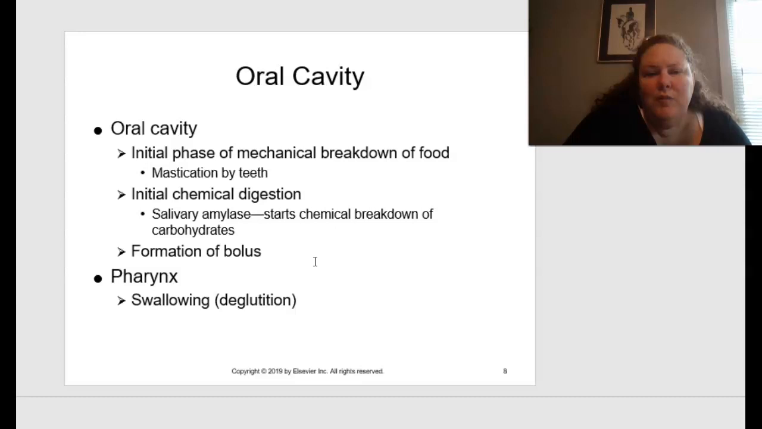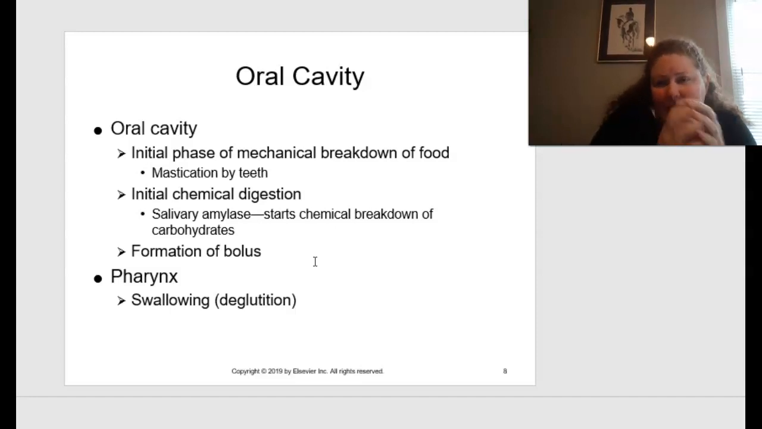But the salivary amylase, that's going to start that chemical breakdown of those sugars, those carbs in our mouth. And then it forms a bolus. Okay, and so that's just like a wad, right? So next time that you eat something, I really want you to pay attention to it. Take that big bite of a steak or a burger or whatever, you chew it until it's kind of like the consistency of mashed potatoes, right? In this little wad. And then that's when you swallow it.